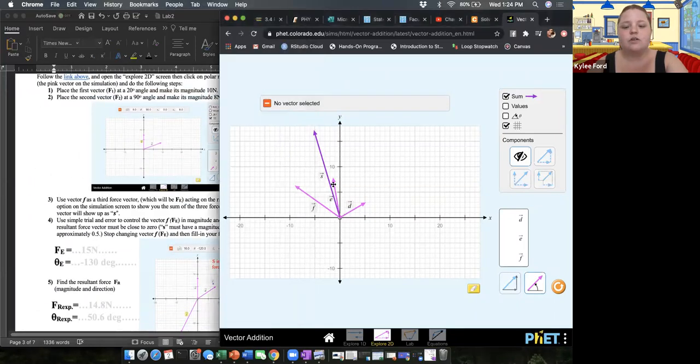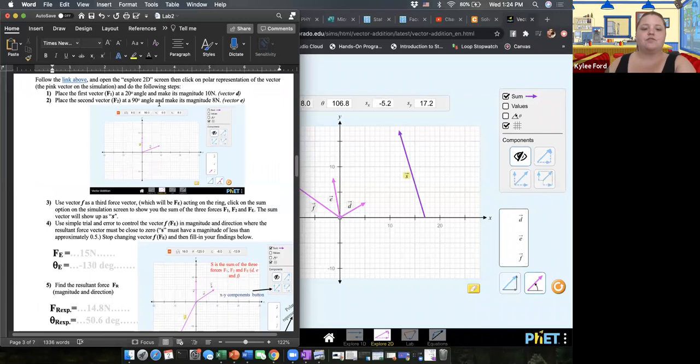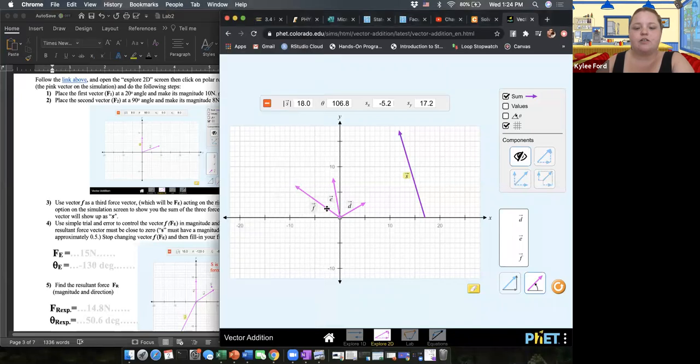So my first portion was setting up these two vectors. Let's see, my first vector, I'm going to call that vector D.